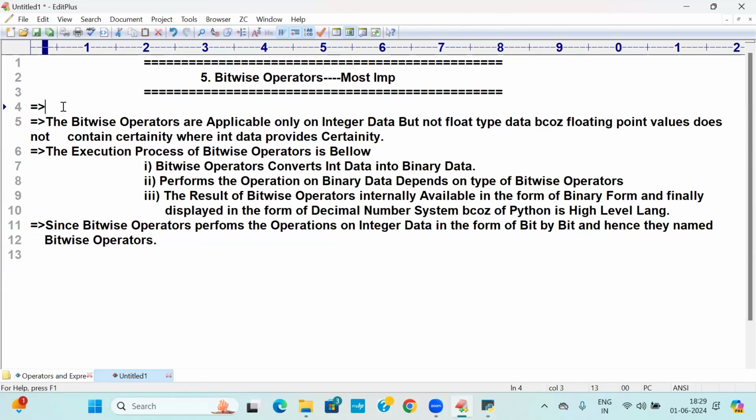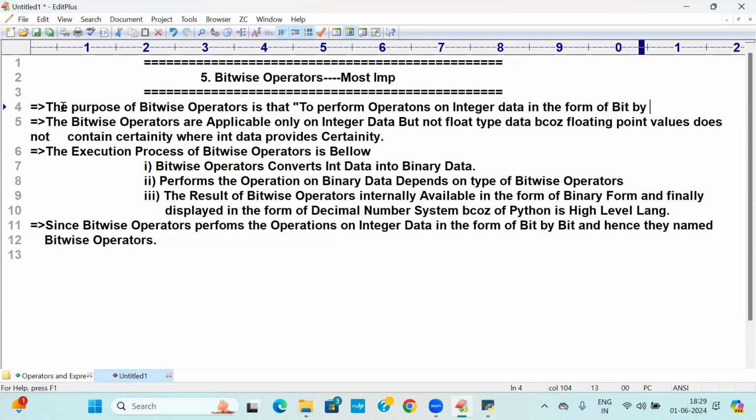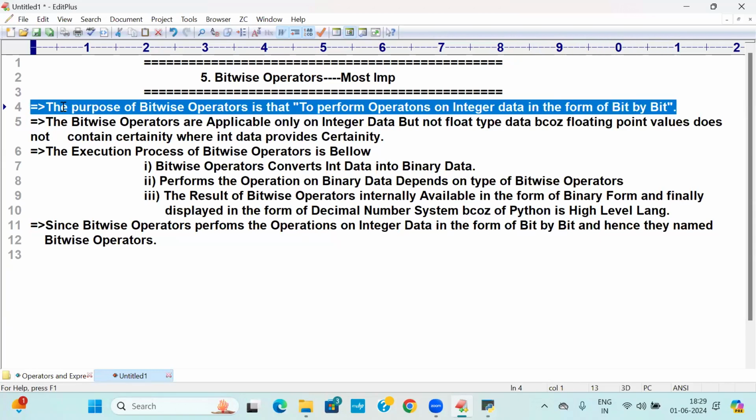First line I left blank. The purpose of bitwise operators is to perform operations on which data? Integer data in the form of what? Bit by bit. But by saying this line at the top, a layman won't understand anything.